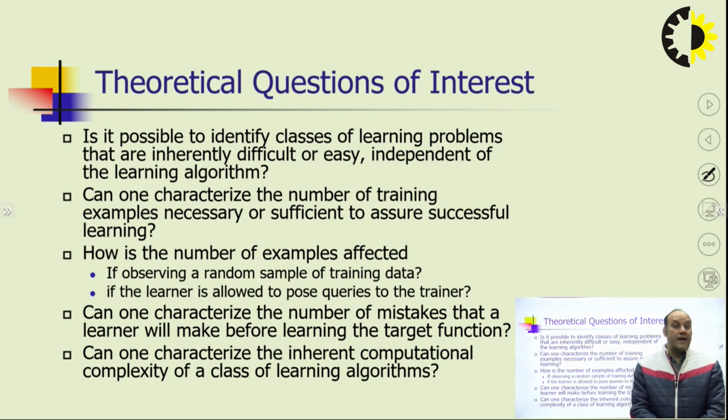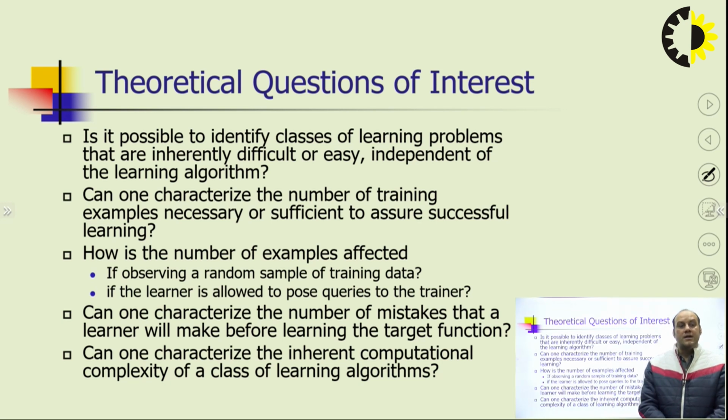Secondly, a question arises: can we categorize how many training examples are necessary or sufficient to assure successful learning? Is there any counting of how many training examples we need? This is again a question for us. Also, how is the number of examples affected if we observe a random sample of training data? Secondly, if the learner is allowed to pose queries to the trainer, can the learner give queries to the trainer?